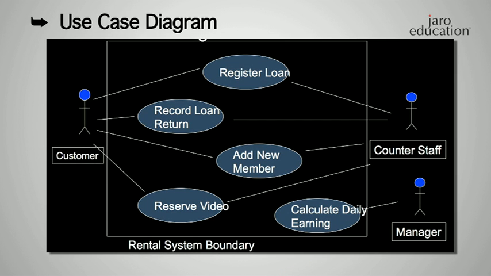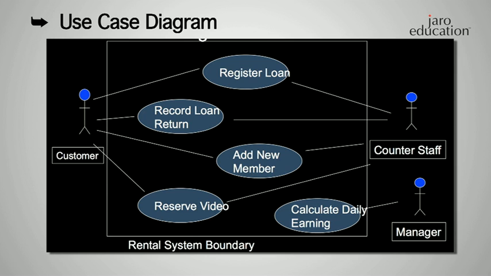So if I take an example of some kind of an application which is giving loans and so on, this could be a sample use case diagram for that. There is a customer who can register a loan, who can record a loan return, reserve a video, or calculate daily earnings is something that the manager will do. A counter staff is someone who will register a loan or record a loan return.